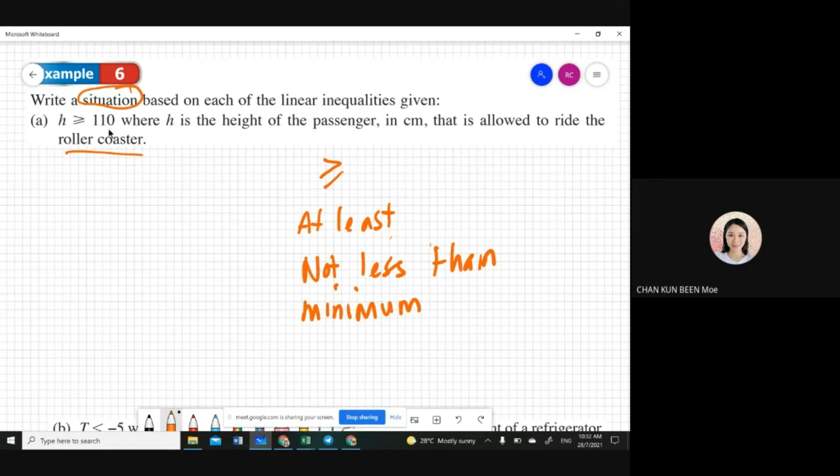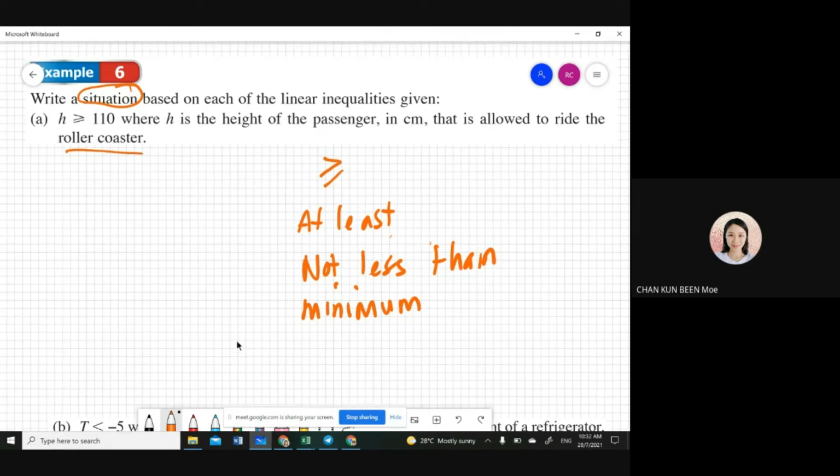You get me, class? Yes. A few options that you can use to describe the situation. It's not just like the one that is given in the textbook. Okay, so we continue with B here.